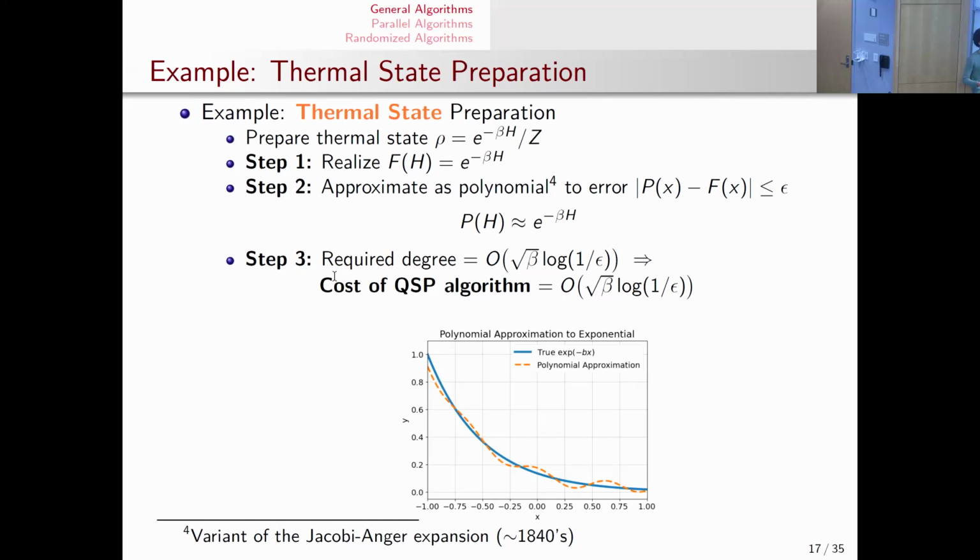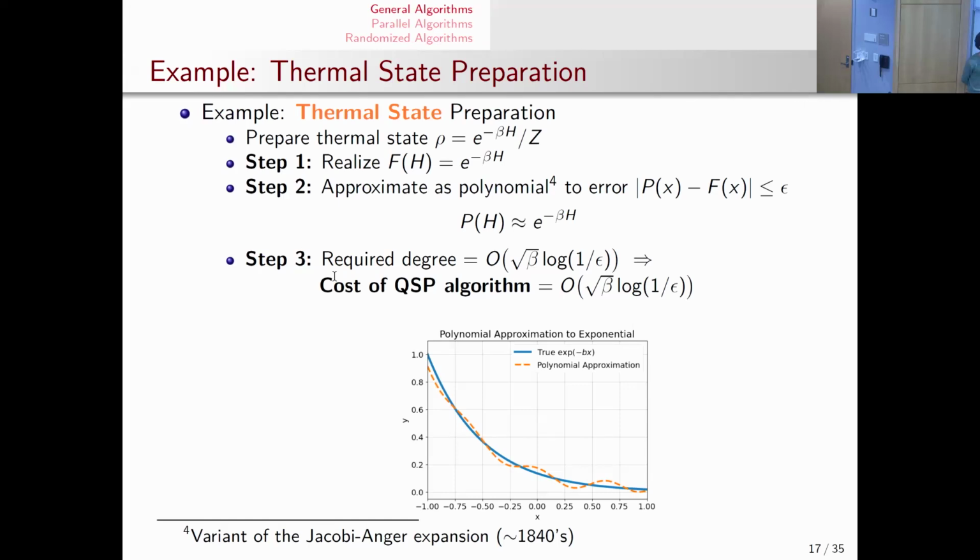So if we want to approach a lower temperature, that is a larger beta, then we need a larger degree because beta grows. And similarly, if we want a smaller error, we also need a larger degree because epsilon shrinks and log 1 over epsilon grows. In any event, this tells us that the cost of the quantum signal processing algorithm to realize this transformation, and hence prepare the thermal state, also scales as square root of beta times log 1 over epsilon. All right. And again, this is all predicated on classical polynomial results, which date back to the 1800s, which is pretty awesome.